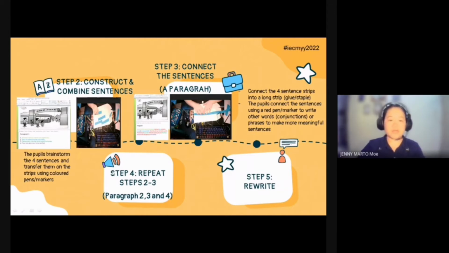Then we move on with step 4, where they need to repeat steps 2 to 3 for paragraph 2, 3, and 4. Finally, after they are satisfied with their sentences in the paragraphs, they just have to move on with the next step, which is to rewrite.